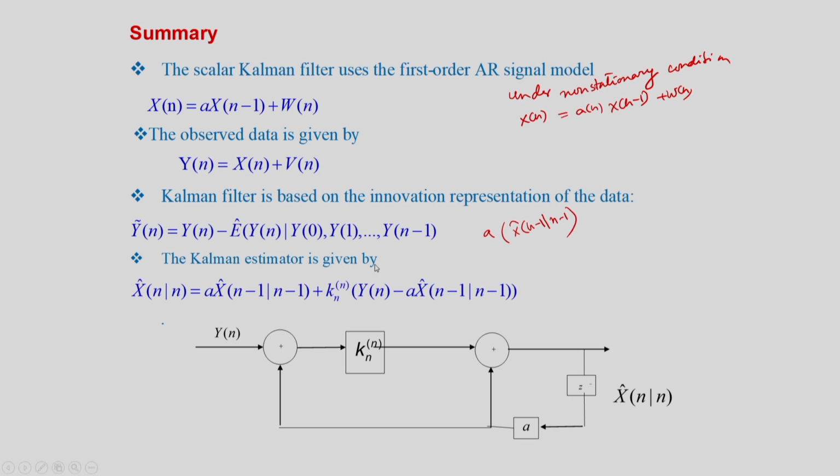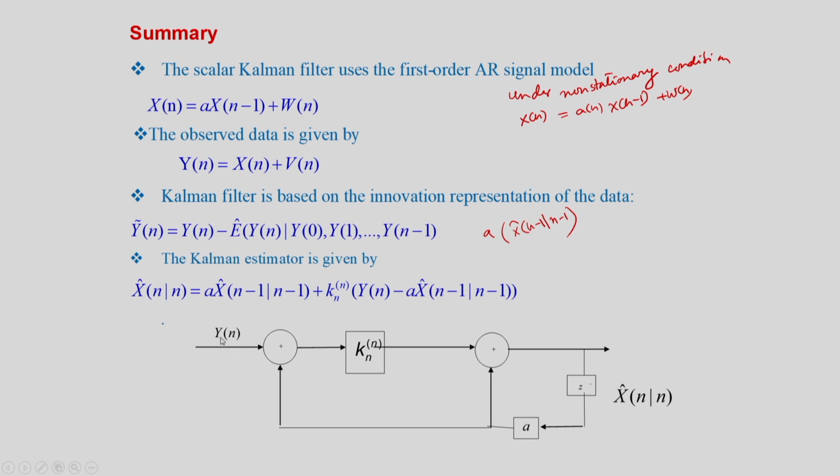The Kalman estimator is given by x hat n given n is equal to A times x hat n minus 1 given n minus 1, that is estimator at previous instant, multiplied by the Kalman gain Kn into, that is, this part is the innovation, yn minus a times x hat n minus 1 given n minus 1. This is the Kalman filter recursion, and this we presented in a block diagram like this.